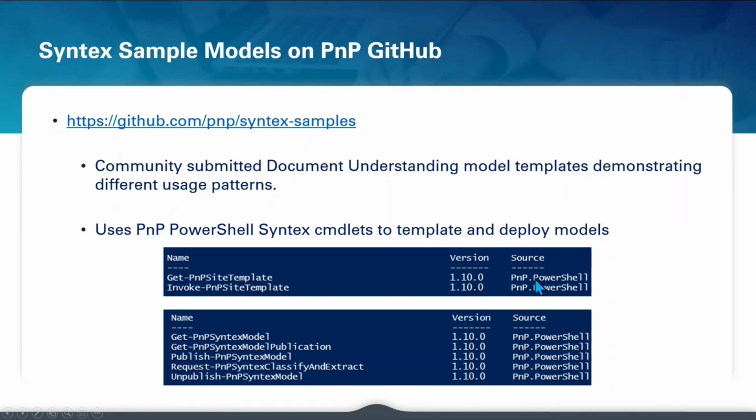And to template models, so perhaps you have a pre-production environment where you've created some models and you want to move them to production. You can use the good old PnP provisioning engine with Get-PnPSiteTemplate and Invoke-PnPSiteTemplate to move them across between environments. Or you could template your model and create a pull request and add it to the PnP Syntex samples. Within PnP PowerShell as well, there are 5 Syntex cmdlets. So that's really good for seeing what models are applied to a site, pushing it out to many different sites, so multiple hundreds of sites, unpublishing models.